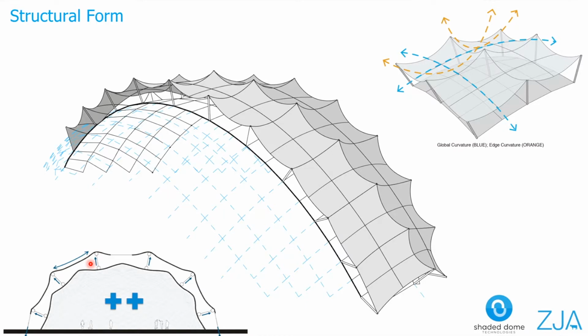These patches contribute to the local concave curvature. The combination of a global and a local curvature within the tensile membrane provides stability to the form. At the periphery of the shaded dome, in the two corners you see here, the membrane is fixed to the foundation by either anchors or suspension cables.